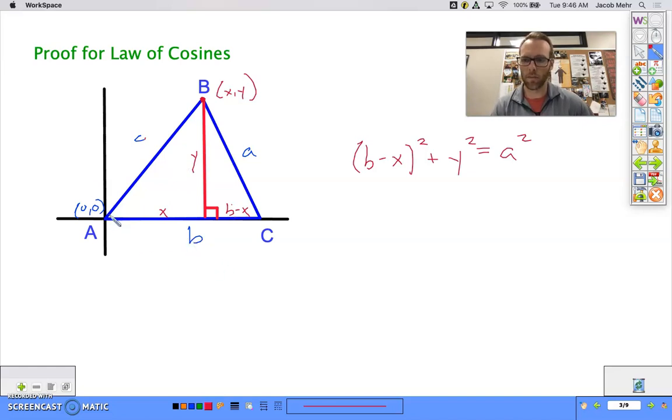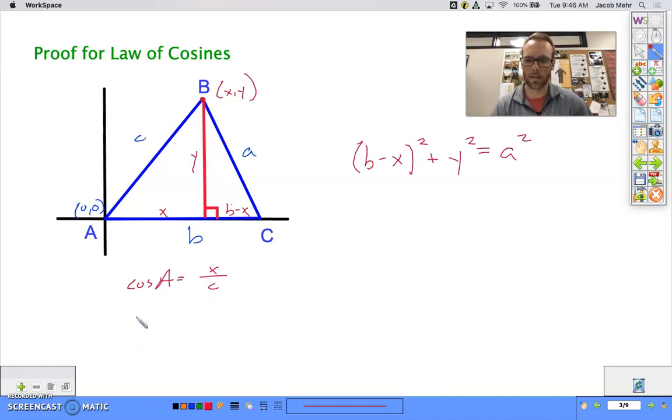So here's what I know. Here's angle A, x is the adjacent, C is the hypotenuse of the right triangle on the left, if that makes sense. The right triangle on the left. Adjacent over hypotenuse is cosine. The cosine of A equals x over C.